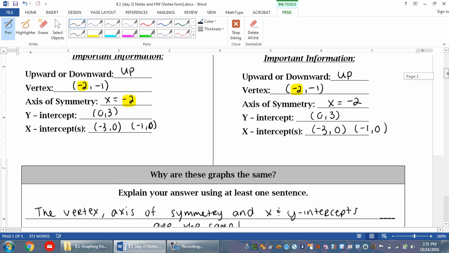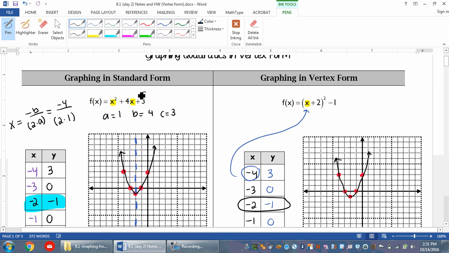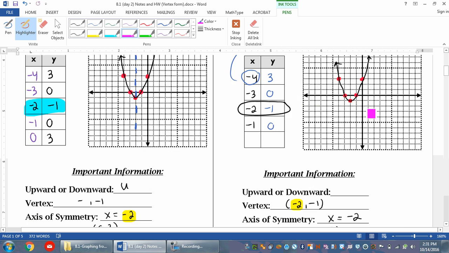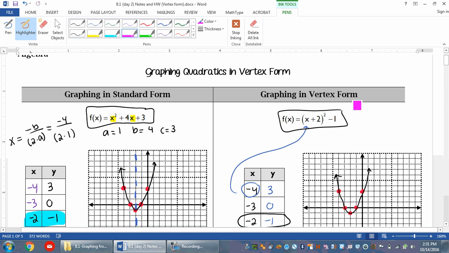But if you notice, do the equations even look the same? No, here's my equation for the first graph, and this is my equation for the second one. They look totally different. They look different because they are written in different forms. First off, I just want to quickly see if anyone notices. My vertex was negative 2, negative 1. Do you happen to see these numbers in this equation? Well, this would be the opposite sign, right? It's the same. Just keep that in mind. We're going to be using that on the back side.